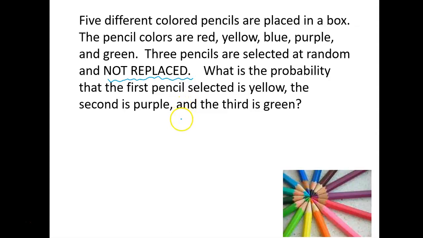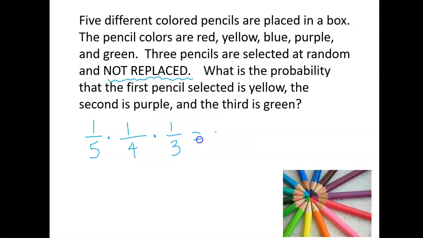What is the probability that the first pencil selected is yellow, the second is purple, and the third is green? On the first draw, there's going to be 1 out of 5 chances that I get a yellow. Now there's only one purple pencil in the box, but if I've already drawn out a yellow pencil, then there's only going to be 4 left. And then the probability of grabbing that third pencil that's green would be 1 out of 3.